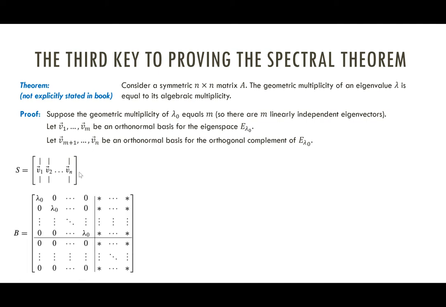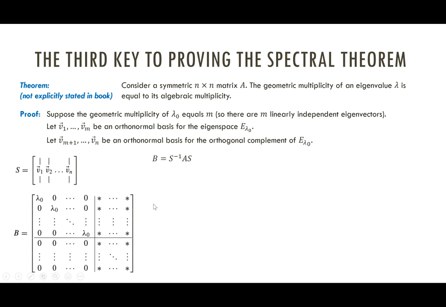Then, in this basis, our matrix is represented by B, where remember v1 to vm are all eigenvectors with eigenvalue lambda 0, and so there are going to be m such columns here. And then for v(m+1) to vn, who knows what these are going to look like in the matrix B, but given this S and B, A is similar to B, and B is S inverse AS.